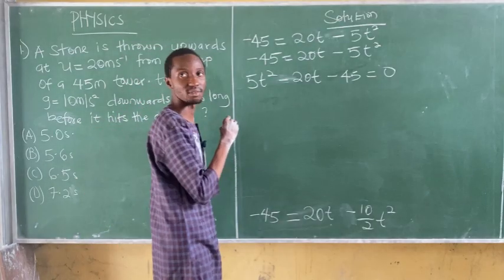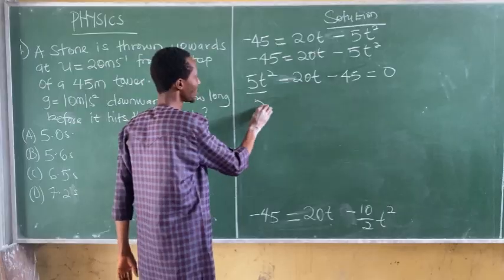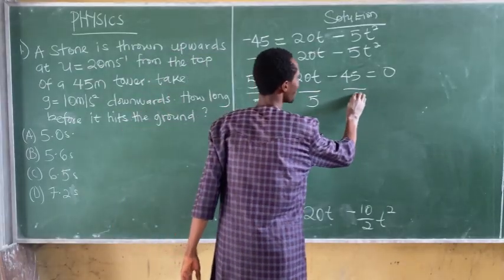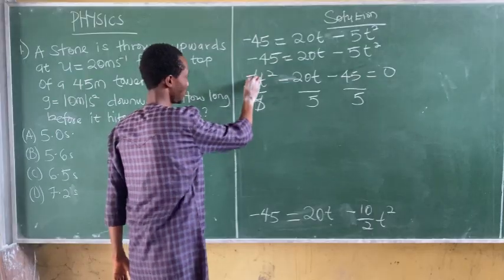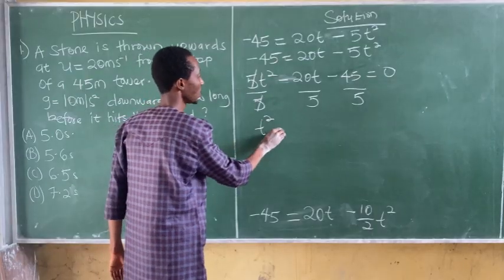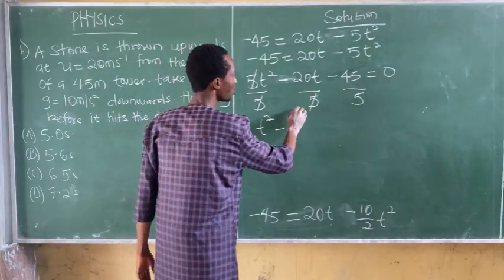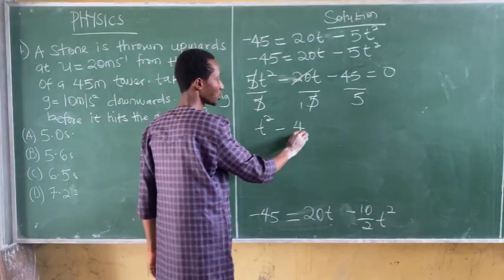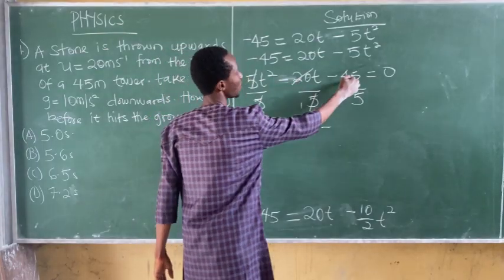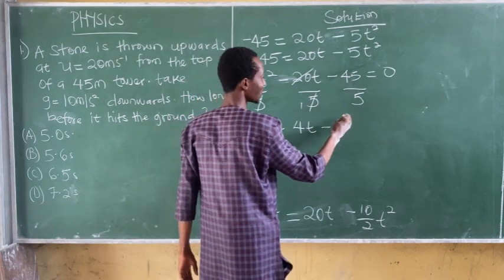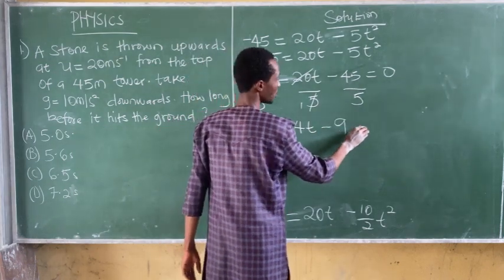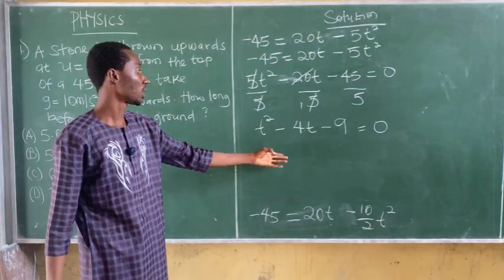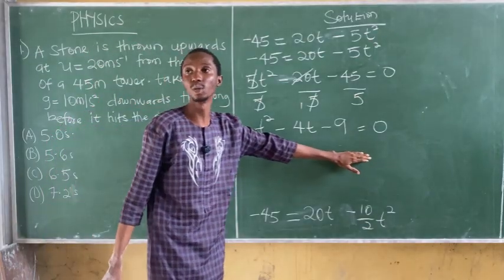If we divide through by 5, we have this divided by 5, this divided by 5, and this divided by 5. It will cancel out, so we're left with t squared. 5 goes into 5, we have 1. 5 into 20, we have 4, so we have 4t. Minus 45 divided by 5, we have 9. So you have 9 equal to 0. This is a quadratic equation. Now let's solve this equation using the formula method.